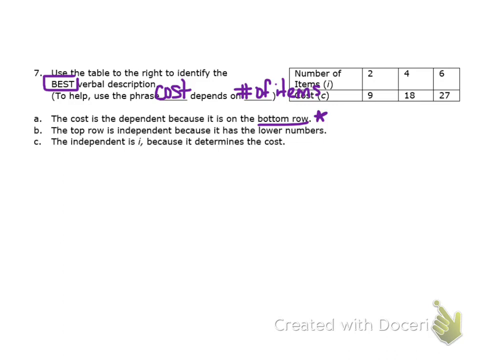Let's look at B. The top row is independent because it has lower numbers. Well, the reason that the number of items is our independent variable is not because of these numbers up here. Sometimes your independent variable may have bigger numbers, so I don't think that B is our answer. C says the independent is the number of items because it determines the cost. Okay, that sounds like a much better explanation for why the number of items is independent. The number of items determines what the cost is going to be. So the best description would be C.